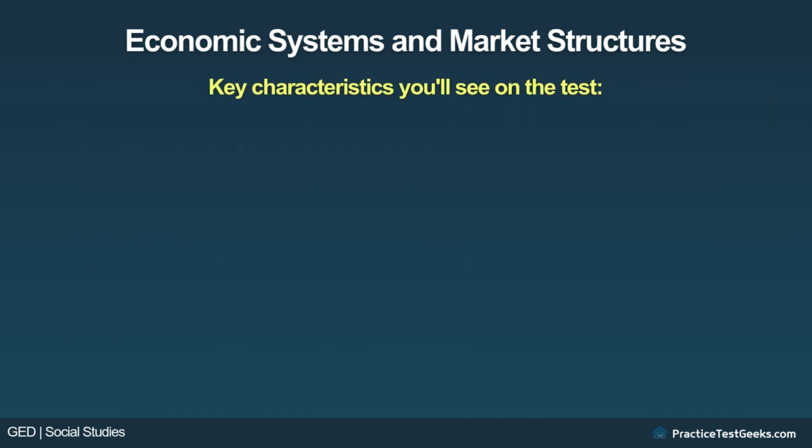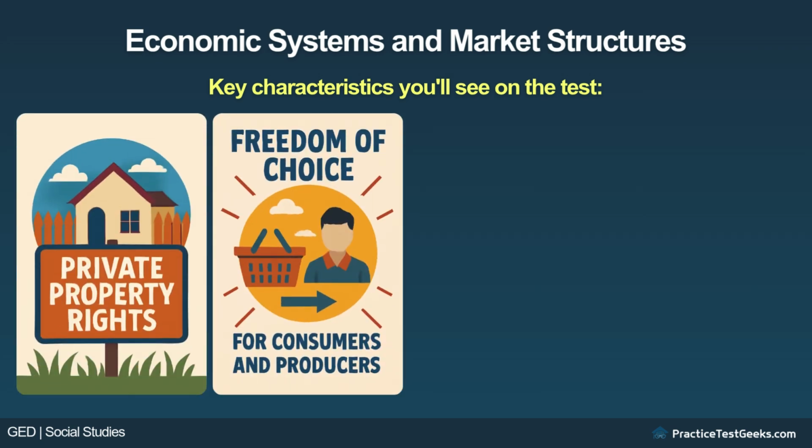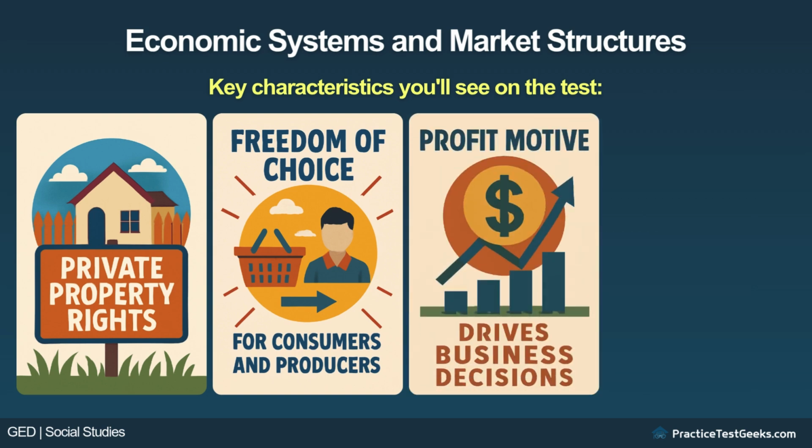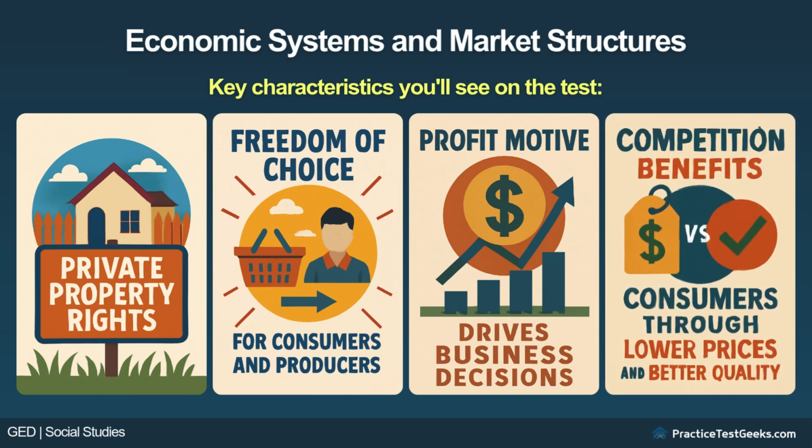Key characteristics you'll likely see on the test include private property rights, freedom of choice for consumers and producers, profit motive drives business decisions, competition benefits consumers through lower prices and better quality.